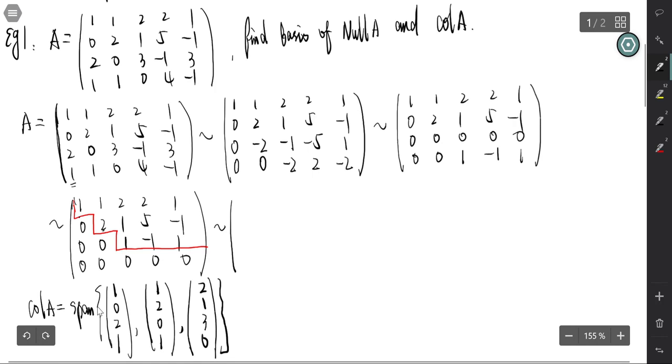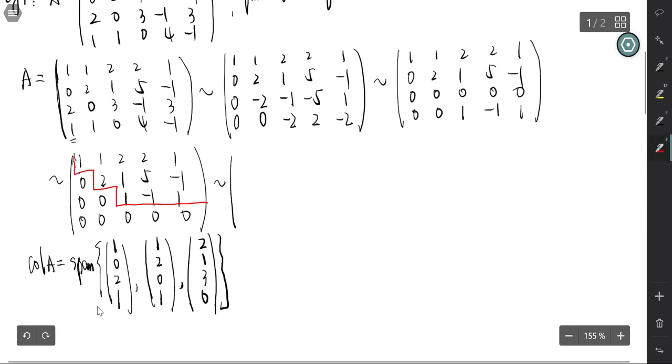That's the basis. These three vectors are the basis of the column space, just determined by the pivot positions. But there is some other problem we cannot solve directly from the row echelon form. So we use row reduction to reduce the row echelon form.